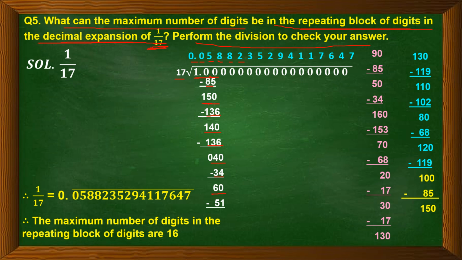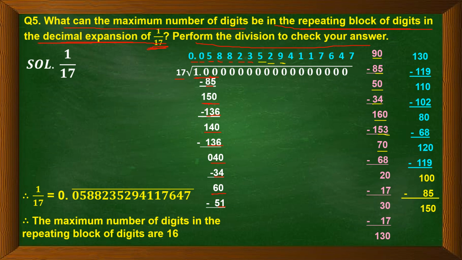Place a 0. It will become 60. Now we have 17 into 3, that is 51. 60 minus 51 is 9. So we will get 9 and place a 0, that is 90. Now 17 into 5 is 85. 90 minus 85 is 5. Place a 0. It will become 50. Now 17 into 2 is 34. Further 50 minus 34 is 16. Place a 0. 160. Now 17 into 9 is 153. 160 minus 153 is 7.